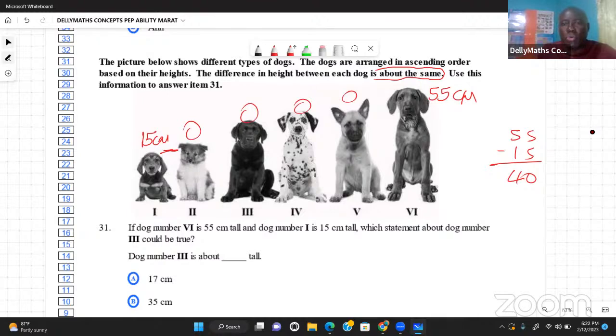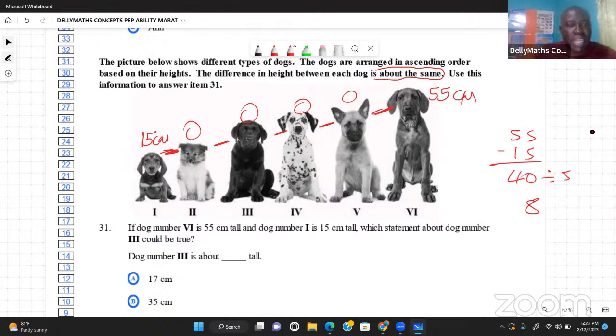So what we want to do now is to find the gaps between them. How much taller is this? How much taller is that? How much taller is that? How much taller is that? If you look at the gaps between each dog, you're going to have to divide this by what? 5. And it's going to say that we're going to get 8. In other words, they're like 8 taller than each, right?